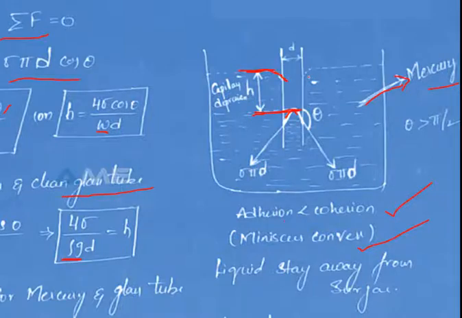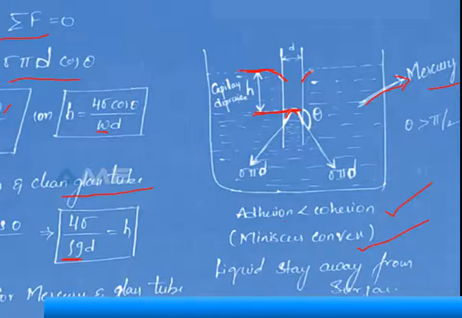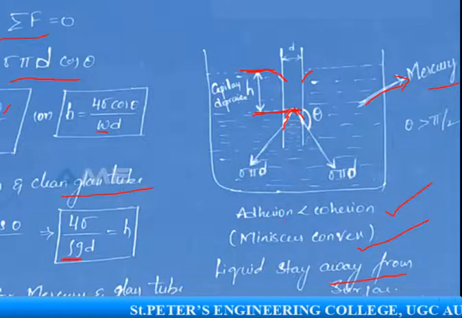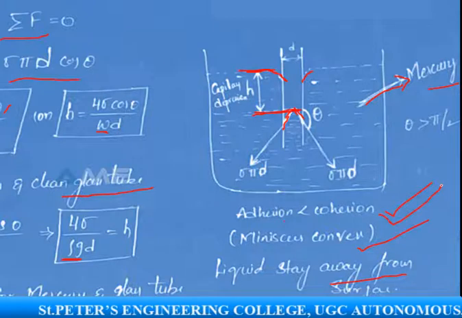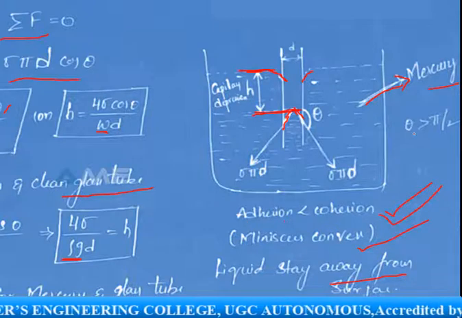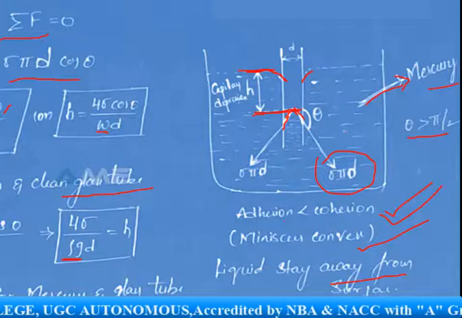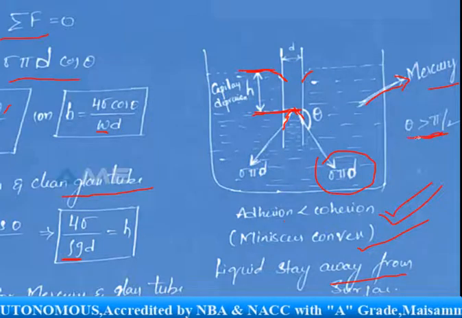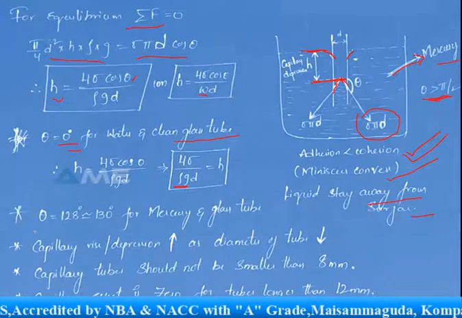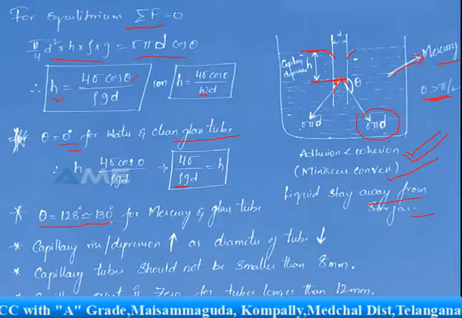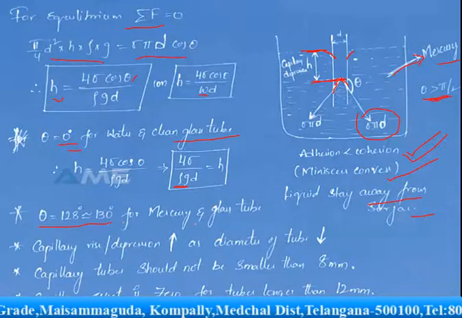Here the capillary depression is taking place. In the tube also, capillary depression is taking place, and this depression is due to the mercury staying away from the surface, because the cohesion is more when compared to the adhesion. The angle made by the surface tension with the tube is theta, and that theta is greater than 90 degrees. For mercury, the theta value is maximum, approximately 130 degrees for mercury and the glass tube.